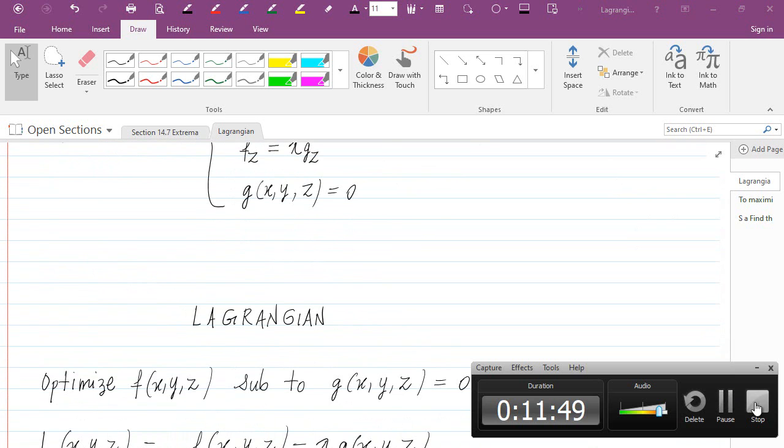So let me stop here, and in the next video we will be looking at the Lagrangian.